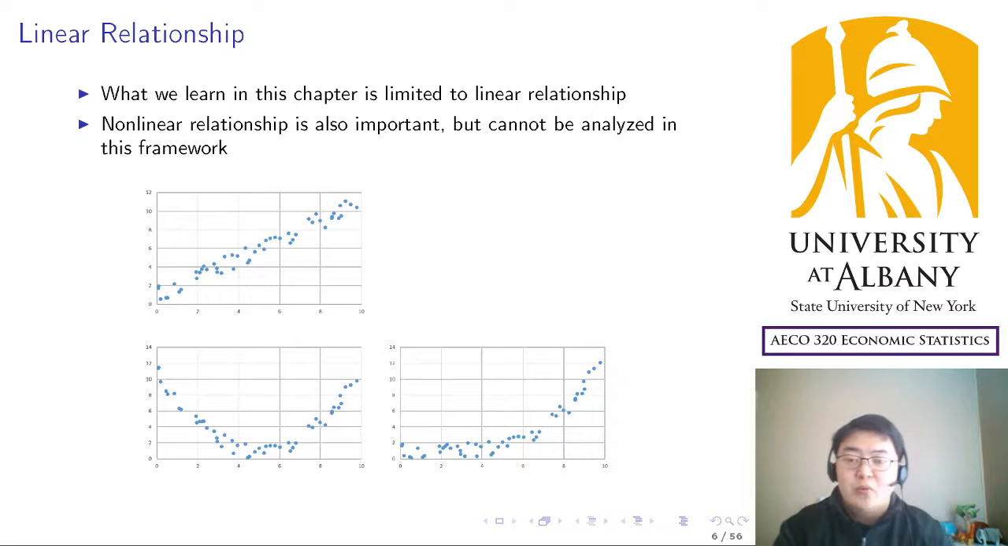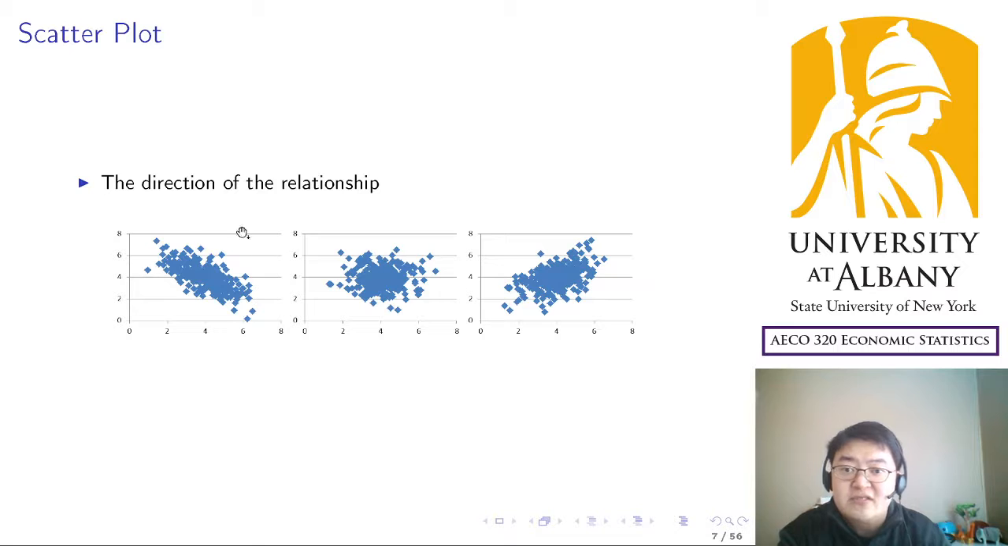Hello. So we are considering a linear relationship only. So you have to imagine a trend line going through the dots. And then how do we interpret the scatter plot? So first, think about these three scatter plots.